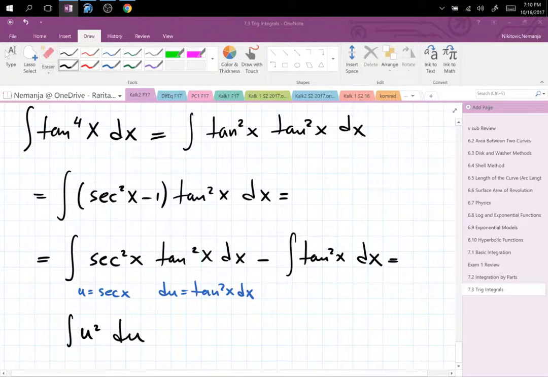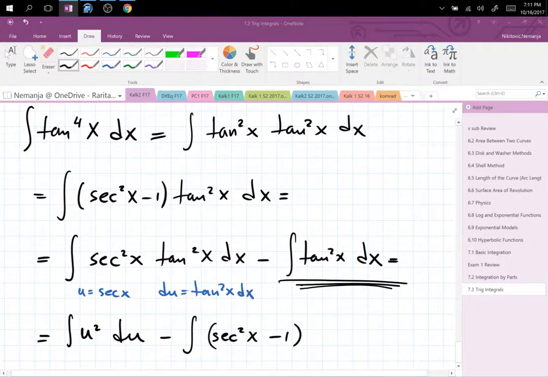And what about the second integral? What happened for the second integral? How do we solve this integral? What can I do with that one? Secant squared of x minus 1. Yes. So this one is going to be secant squared x minus 1 dx.